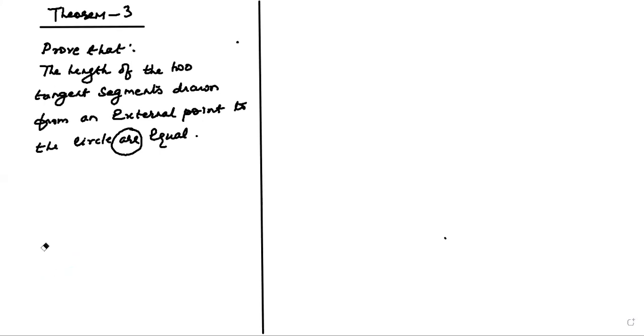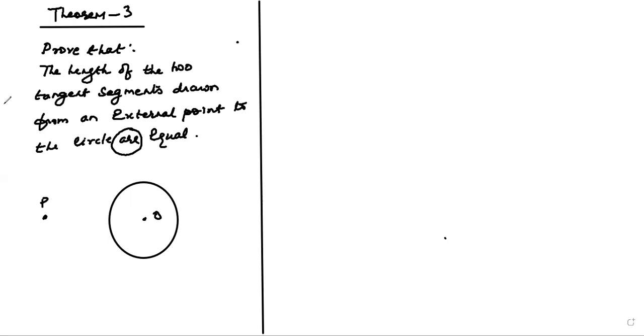I have to draw a tangent. First I'll have to draw a circle. Okay, I'll have to draw a circle. Then I have to take one external point. Please have a look here. I'll mark one external point here. Suppose I mark one external point P. I draw a circle with center O. I draw an external point P.